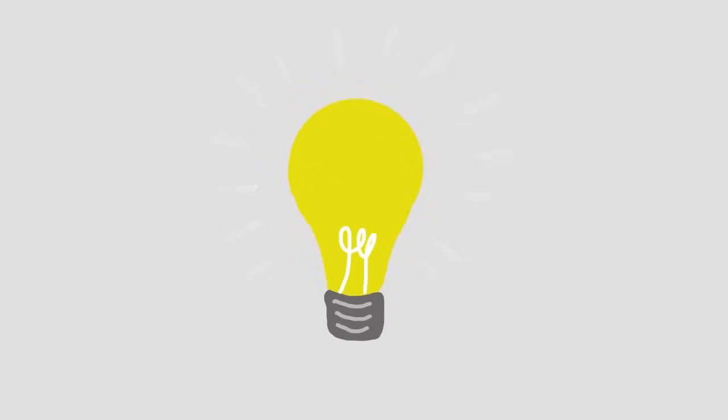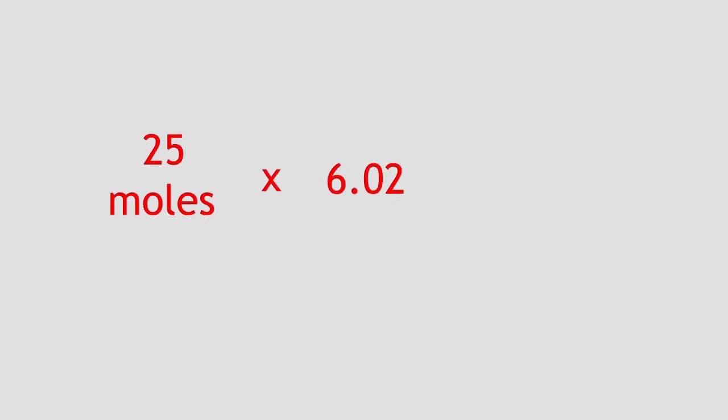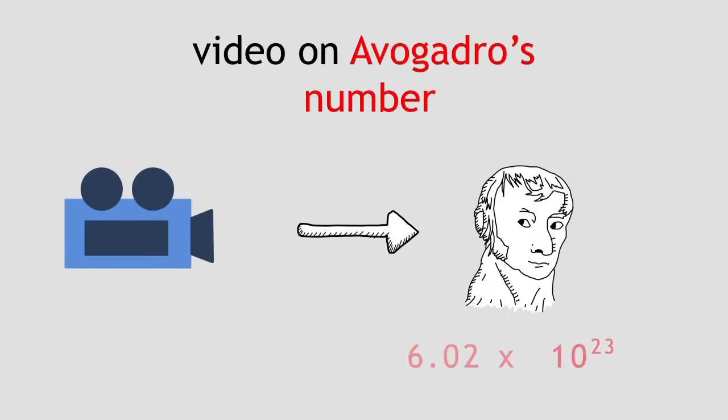Hopefully, you got the answer of 1.505 times 10 to the 25. It is 25 moles multiplied by 6.02 times 10 to the 23. You can learn more about this in our video on Avogadro's number.